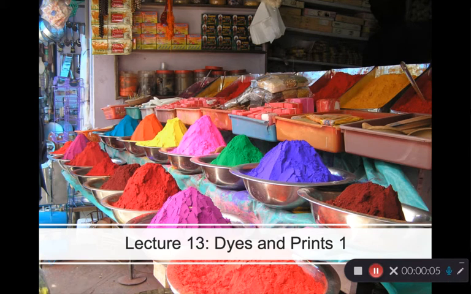Lecture 13 deals with dyes and prints. So we're looking at how we add color to fabrics and textiles and fibers. This first section will mostly look at dyes, and then we'll look at using pigments for prints in the next one. Color is really a significant factor in how we put textiles together and how they're used.